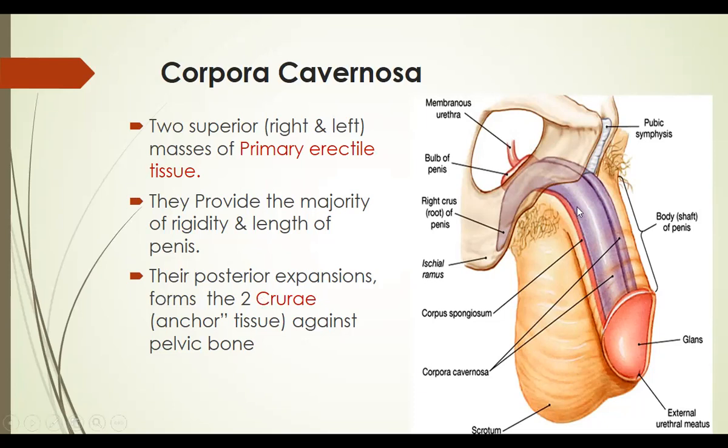Their posterior expansion forms the two crura. As you can see here, as it goes behind, it forms a crus. Together, the two on either side are called the crura. Also called the anchoring tissue because it is attached to the pelvic bone. That is why it is called the anchoring tissue. Crus on one side, crus on the other side, together they are called the crura.